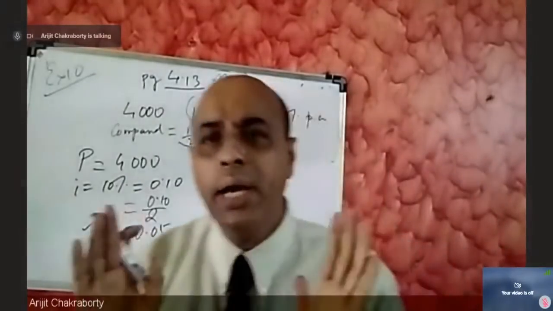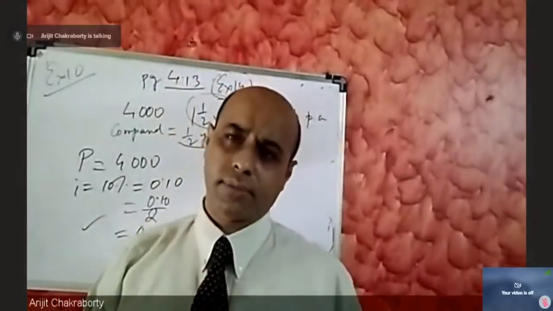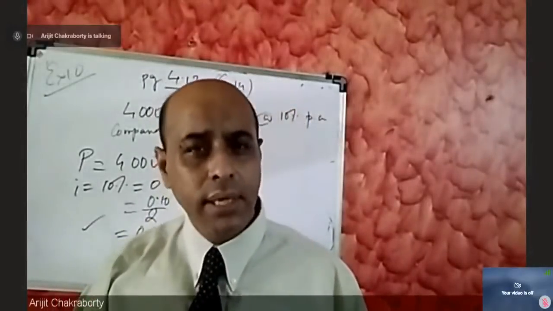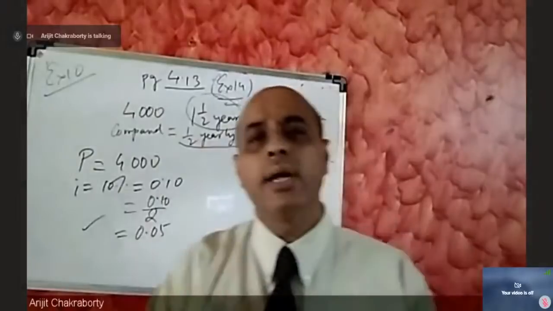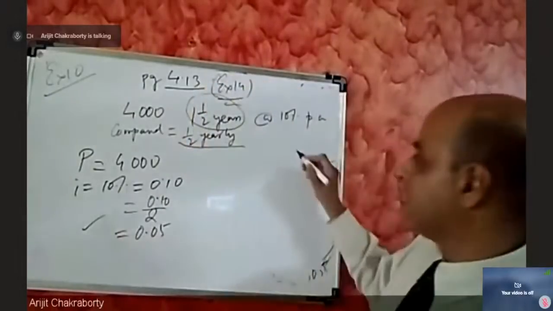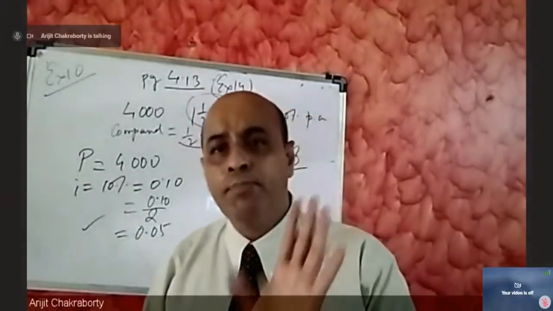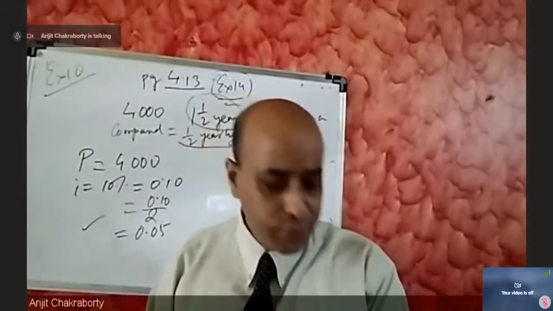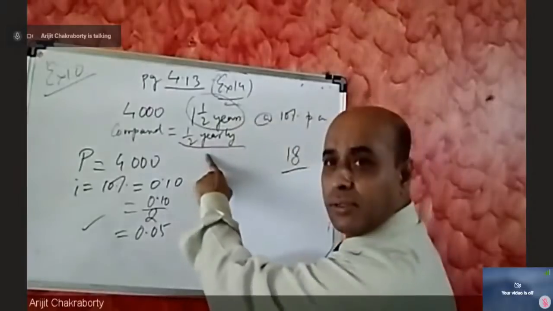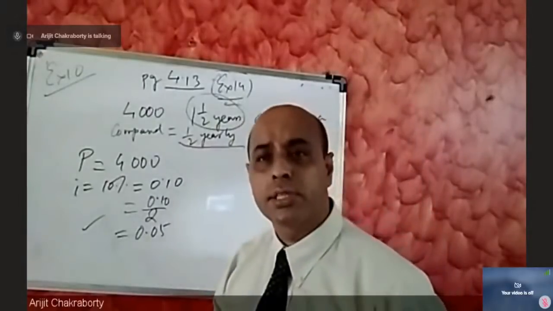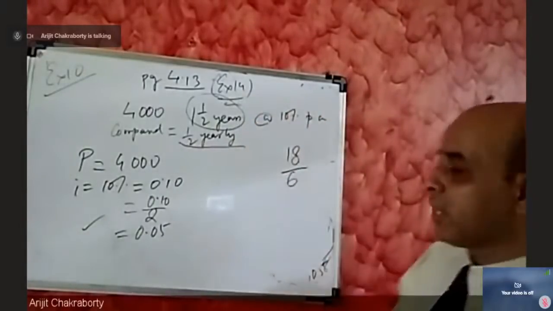So, 1.5 years means how many months? 1 year is 12 months. So, 1.5 years is 12 plus 6, 18 months. 18 months. Done? The compounding is done every half year. Half year means 6 months. So, divided by 6.